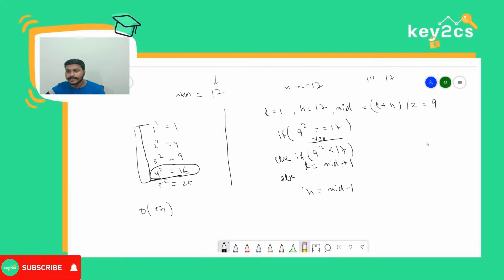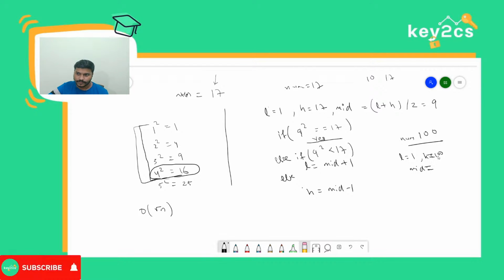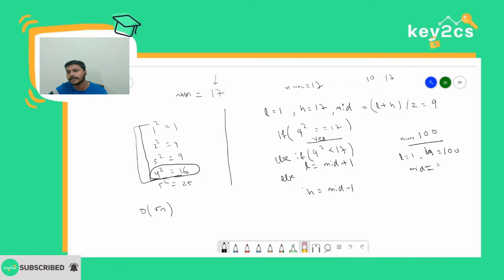Let me solve this problem for you. Let's take an example of 100. The number given is 100. L is 1, high is 100. What is mid? Mid is (1 plus 100) by 2, that is 101 by 2, which comes to 50 point something. Let's go with 50, the integer result.